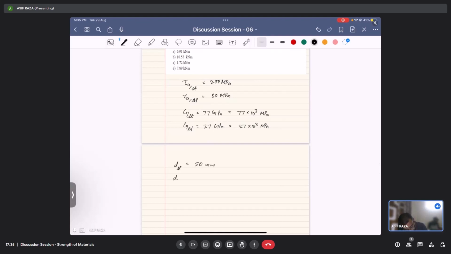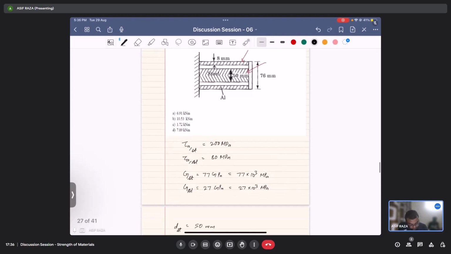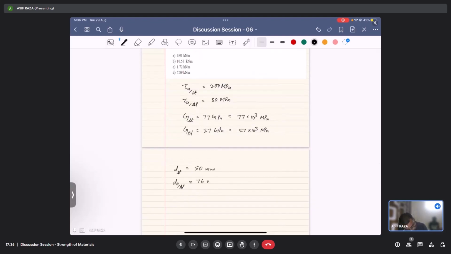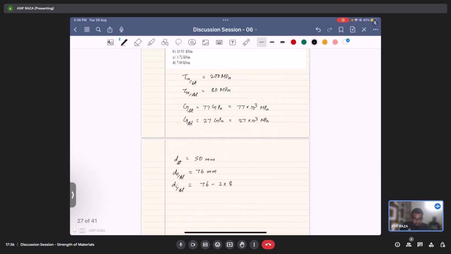and the outer diameter of aluminium is already given, it's 76, right? So 76 mm, and the inner diameter of aluminium would be 76 minus 2 times 8, right? Because the thickness is given to be 8, and this would come around 60.